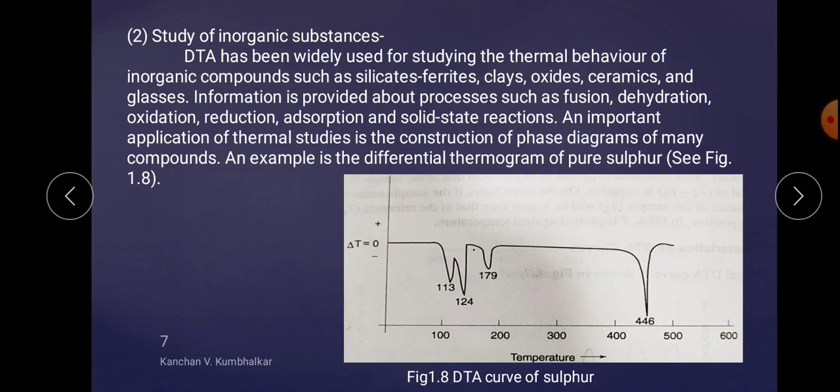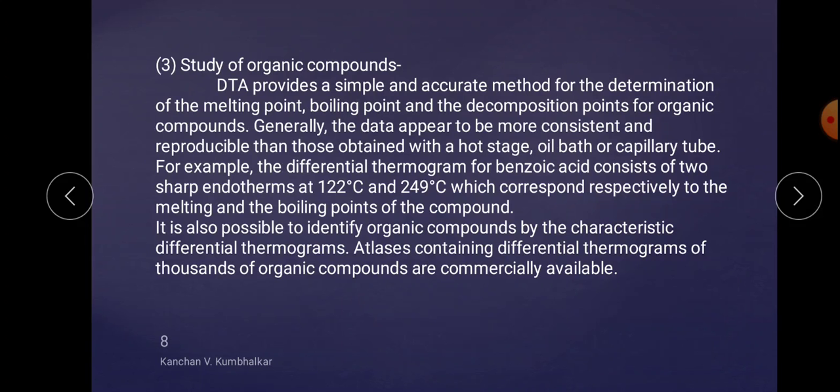So you can study inorganic substances like silicates, ferrites, clay, oxides, ceramics and glasses very well by using a DTA curve. This is the second application. The first one is quantitative estimation, the second is the study of inorganic substances, and the third is the study of organic compounds. DTA provides a simple and accurate method for the determination of melting point, boiling point and decomposition point for organic compounds.